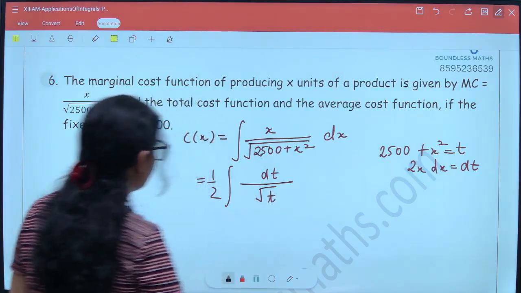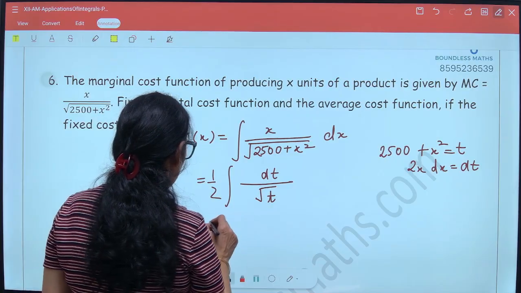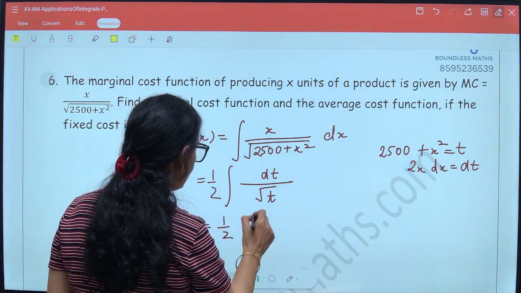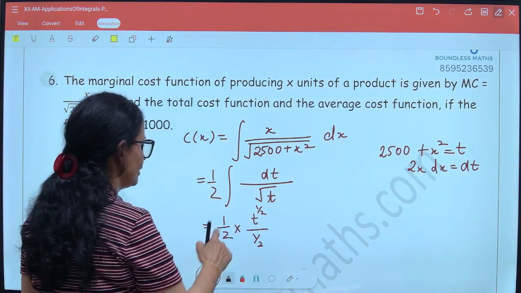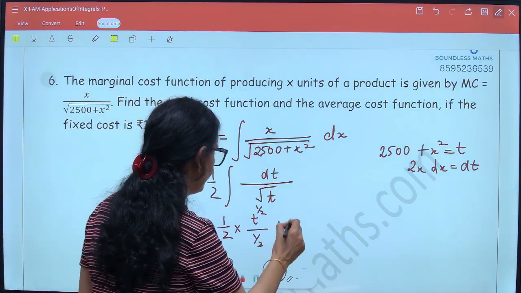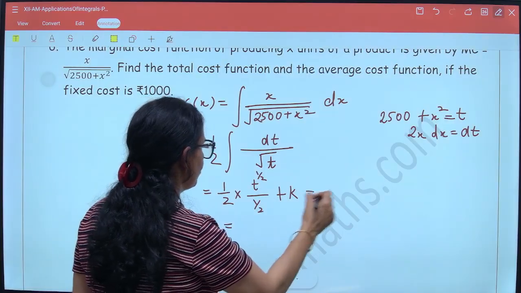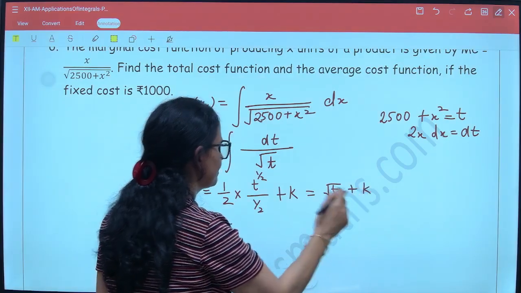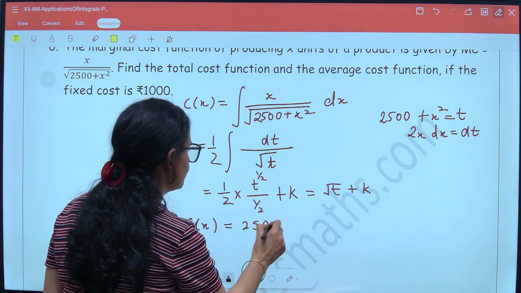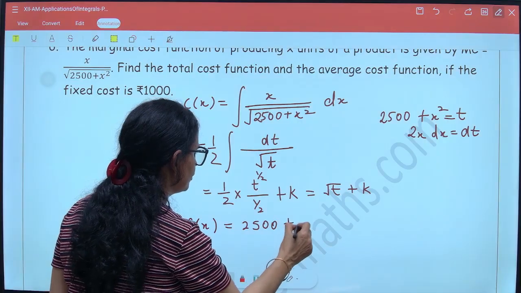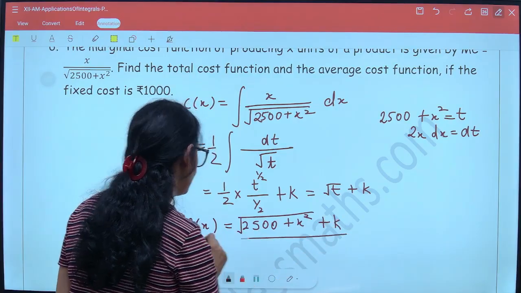Now what is integral of t to the power minus 1 by 2? Minus 1 by 2 plus 1 becomes 1 by 2, and we have half is already out. So t to the power 1 by 2 divided by 1 by 2. This 1 by 2 gets cancelled, and we have the cost function as square root of t plus k. So let's replace t with the original function in terms of x. So it becomes 2500 plus x square whole under the root plus k. So this is the cost function.